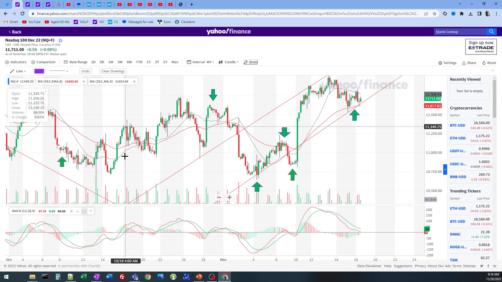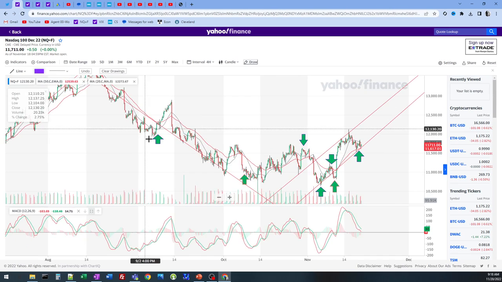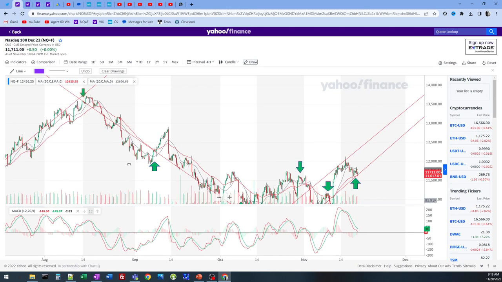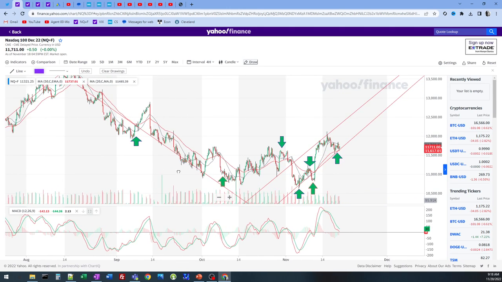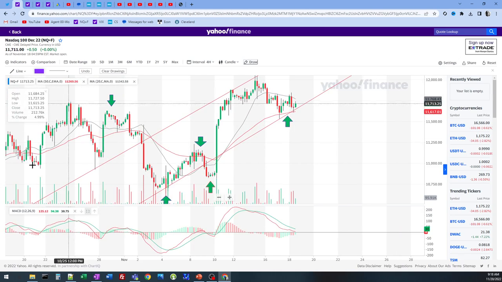Trend lines are reactive, right? A trend line is reactive because you have to wait for the trend to form before you can draw the line. But a best fit line tells you, no, this is where it's probably going, okay? So let's get back to the arrows.